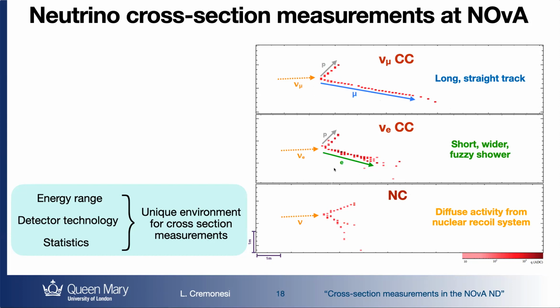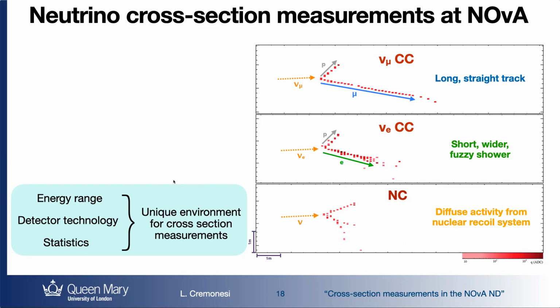Similarly, for an electron neutrino, we have the production of an electron, and we know that it's an electron when we have a short, wider, fuzzy shower that comes from the electromagnetic interaction in our detector. And then finally, a neutral current interaction is an interaction in which we don't have a charged lepton produced, so we don't have an electron or a muon produced. And what we would see is something like a diffuse activity from the recoil of the system.